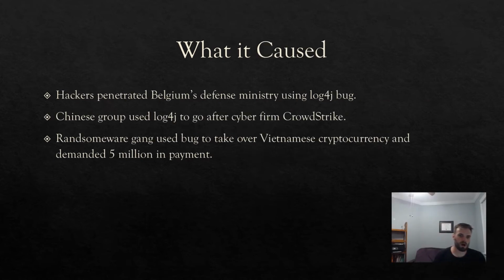So what it caused: Belgium's defense ministry was hacked using the Log4j bug. A different Chinese group actually got into a system here in the United States, a cyber firm called CrowdStrike, and then another ransomware gang used it to take over Vietnamese cryptocurrency and demand $5 million in payment.